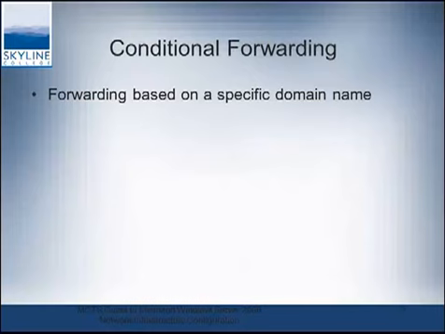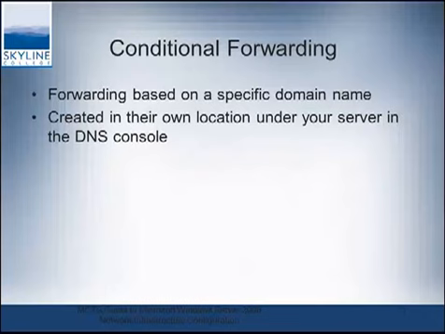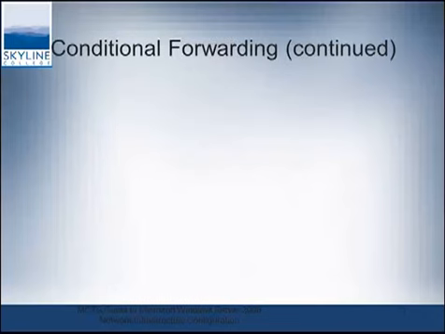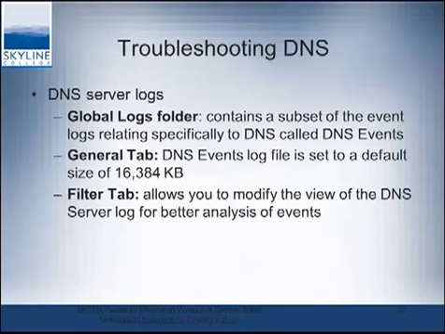Conditional forwarding: forward based on a specific domain name, and again I want to do a demo on that one. Create your own location under your server in the DNS console. This one, the location's changed a little bit. The function's the same. Where you do it has changed a little bit between 2003 and 2008. It's quite a bit more obvious than it used to be.